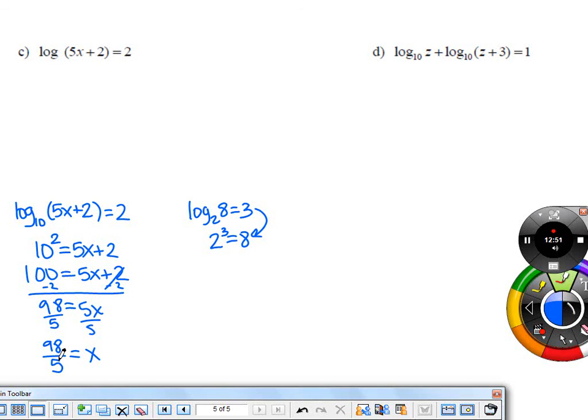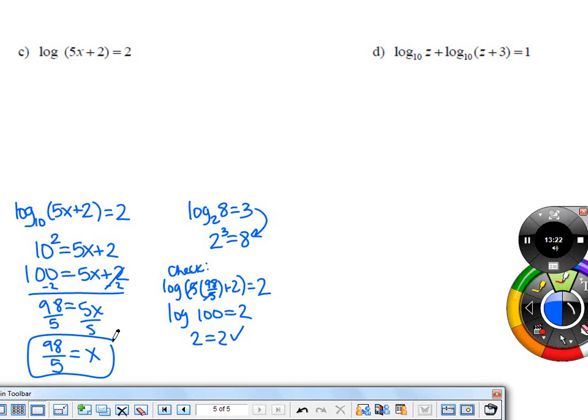Okay. Now remember, I want to check this. All I really want to know is that when I plug it in, it doesn't give me an extraneous solution. So if I check this, 5 times 98 over 5 plus 2 equals 2. So this is log, the 5's will cancel out, so I have 98 plus 2, which is 100. So is the log of 100 equal to 2? Yes. So this is a good solution.